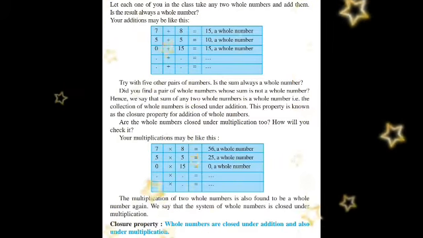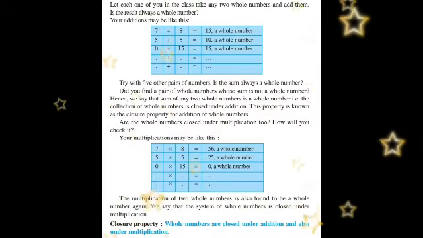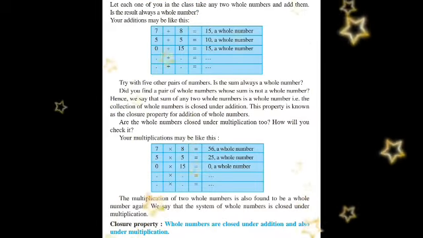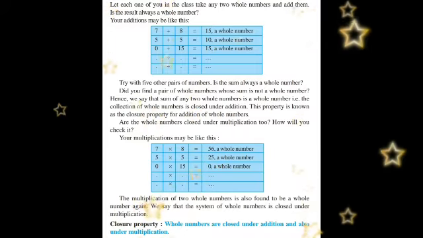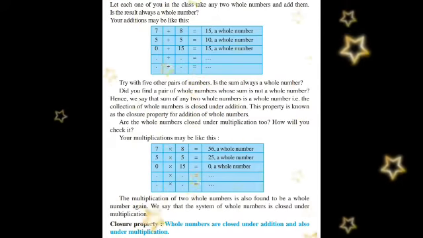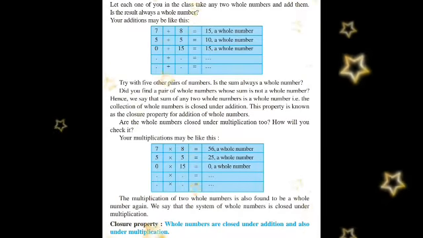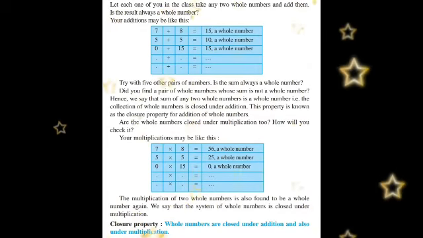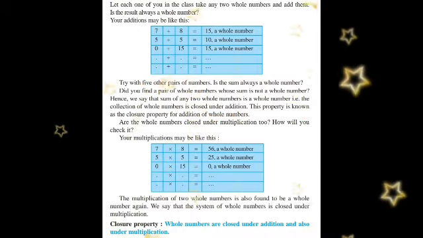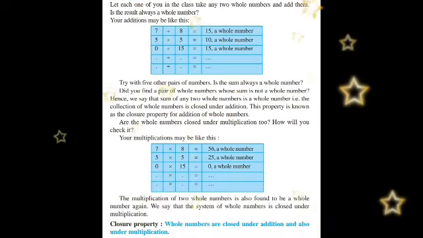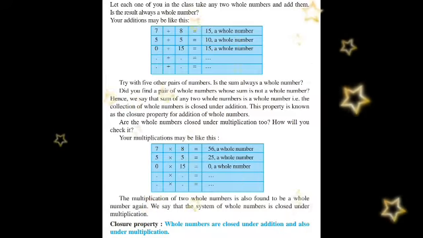This is the closure property of addition. The sum of any two whole numbers is a whole number. That is, the collection of whole numbers is closed under addition. This property is known as the closure property for addition of whole numbers.